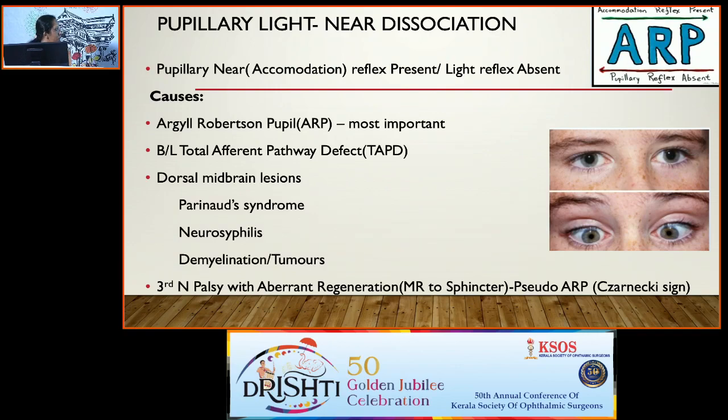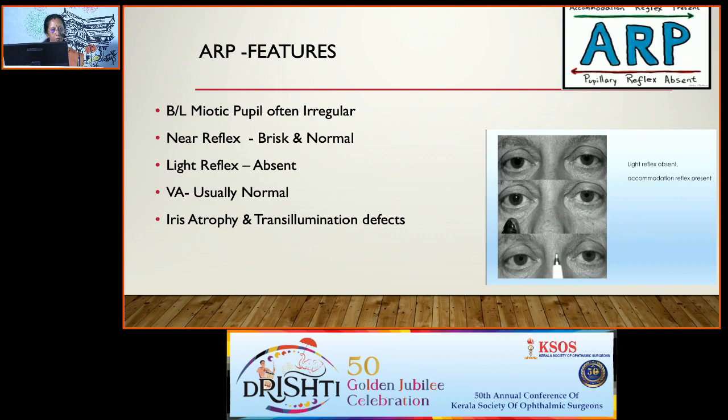And you can also get this in a third nerve palsy with aberrant regeneration. In adduction, you will have a pupillary constriction because of aberrant regeneration from the medial rectus to the sphincter muscle, which is called the pseudo-ARP or the Czarnecki sign.